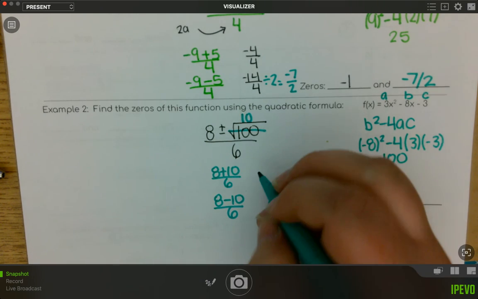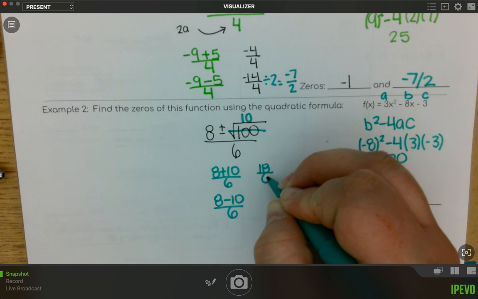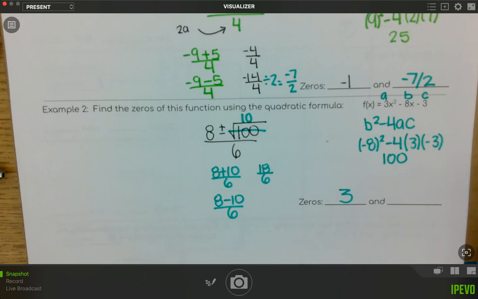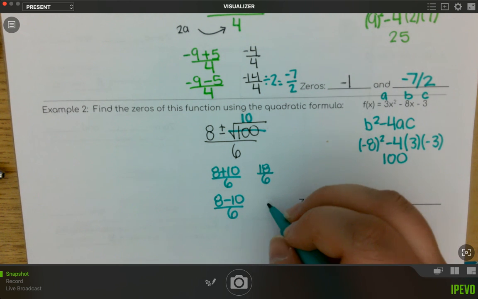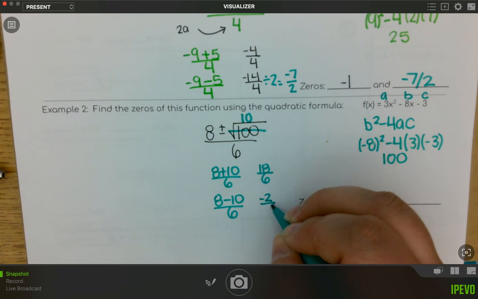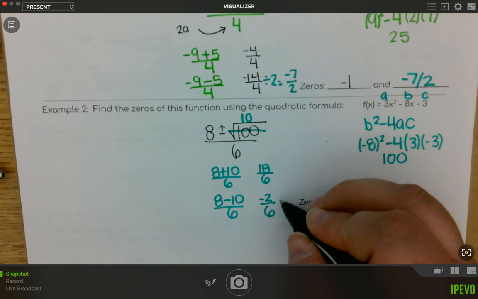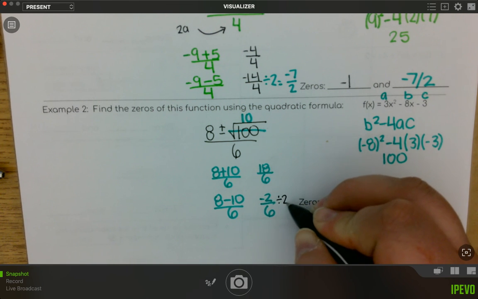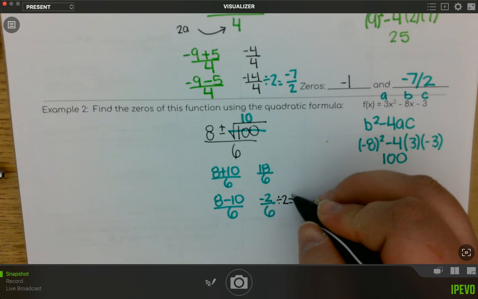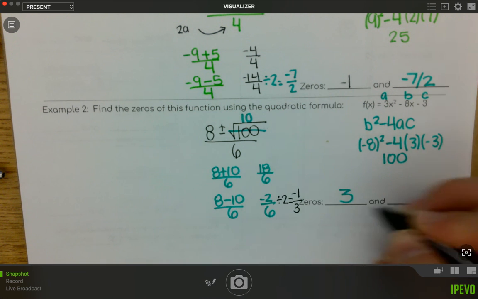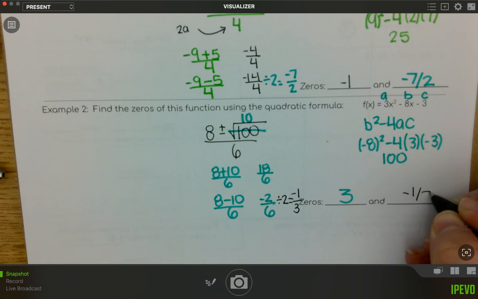8 plus 10 is 18, and 18 divided by 6 is 3. 8 minus 10 is negative 2, and negative 2 over 6 is a decimal, so we're going to divide both sides by 2. Negative 2 divided by 2 is negative 1. 6 divided by 2 is 3. And there are your 2 answers.